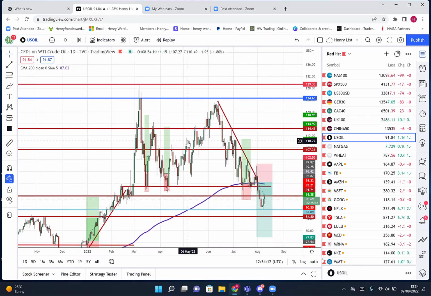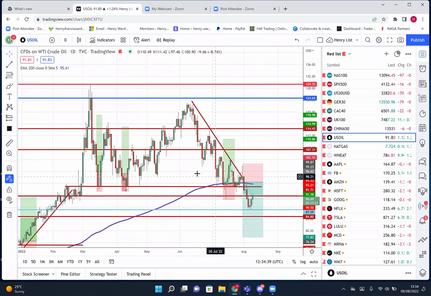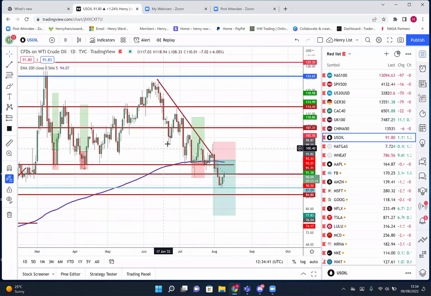So round numbers are pretty important. Look, I take them into account a tiny little bit, but not massively. But again, this looks like it has more momentum to the downside.